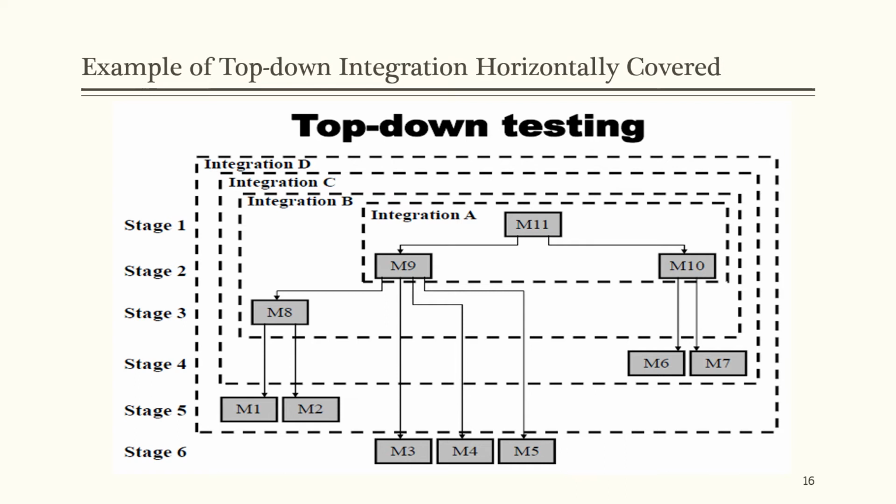In this slide, you can see the top-down integration strategy horizontally covered. There are 6 stages forming 4 integrations A, B, C, and D. Let's see what is taking place in every stage. Stage 1, unit tests of Module 11. Stage 2, integration test A of Module 11 integrated with Modules 9 and 10 developed in the current stage.